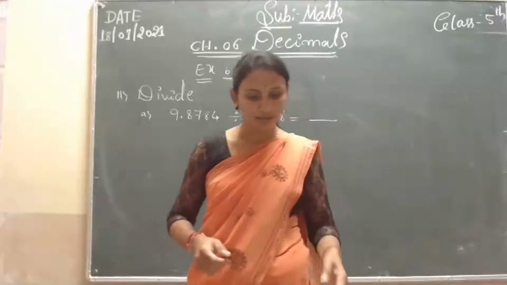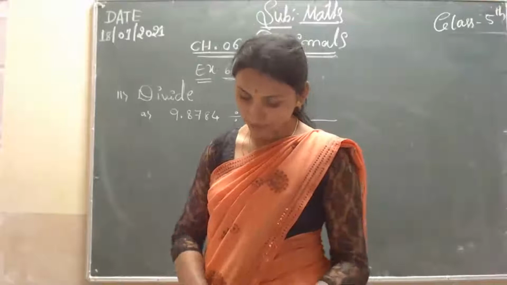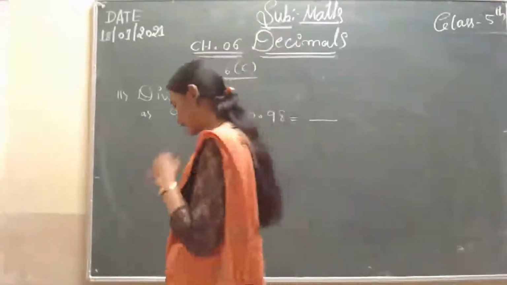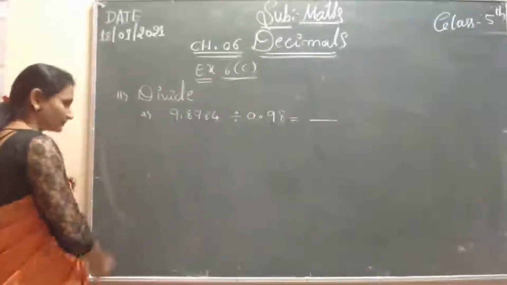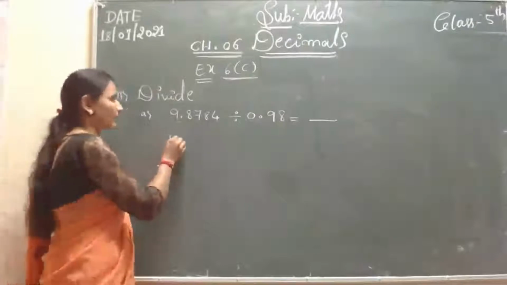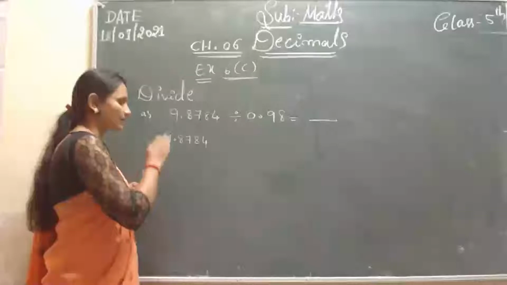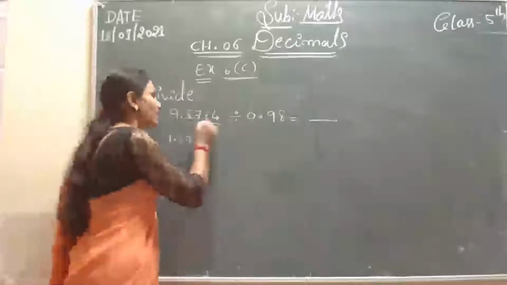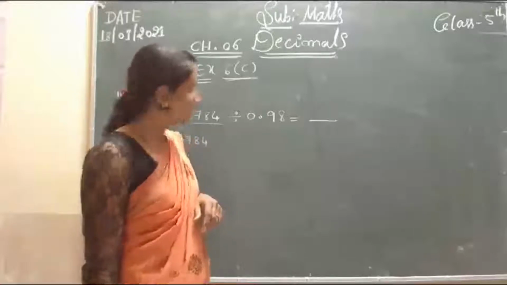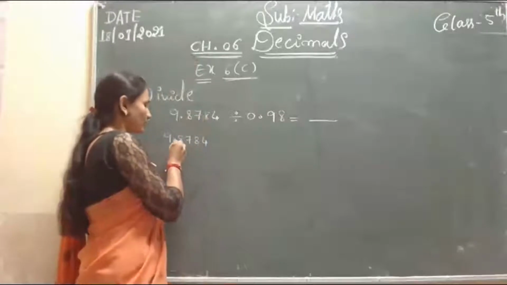This exercise is a very important chapter for higher classes. Students, what is the first step? Can you observe the numbers? The first step is to divide. The first number is 9.8784. How many numbers are there after the point? Yes, 4 numbers after the point.